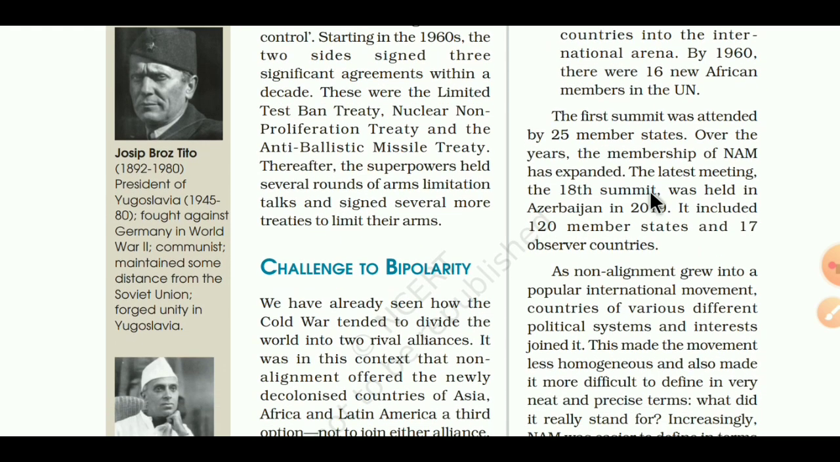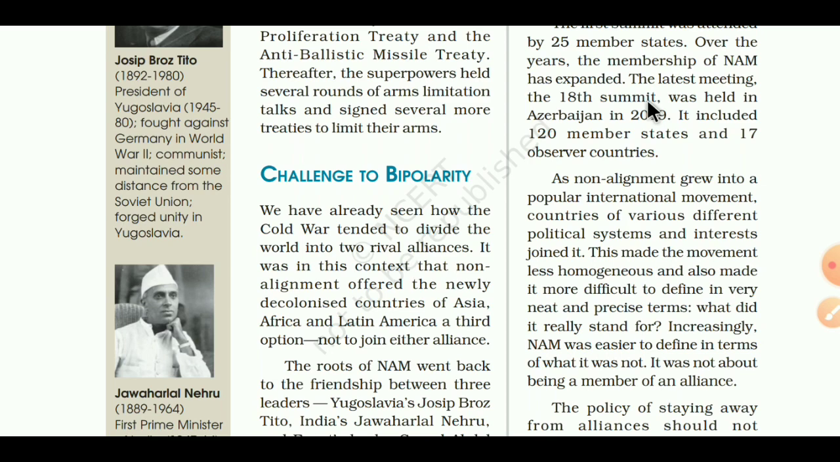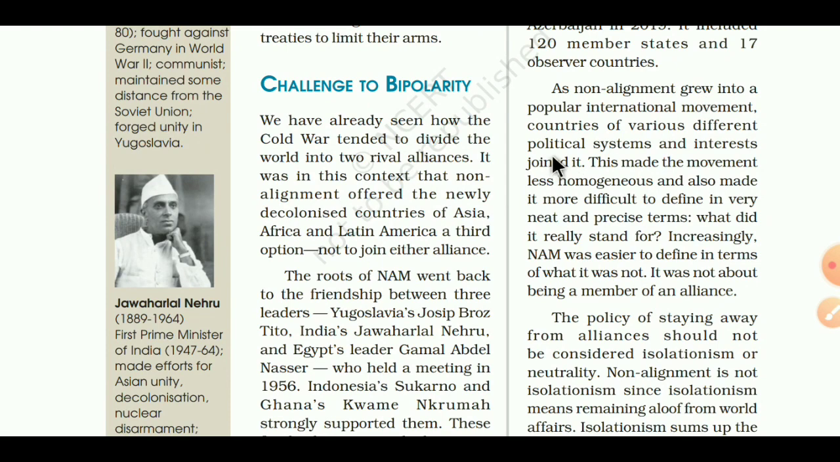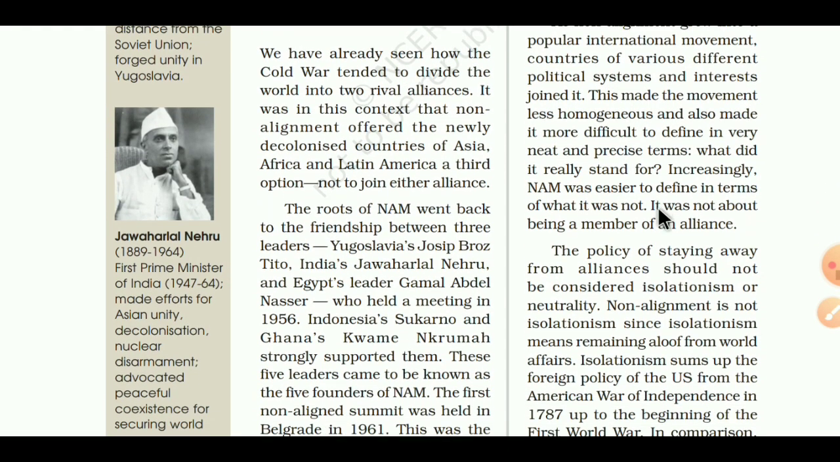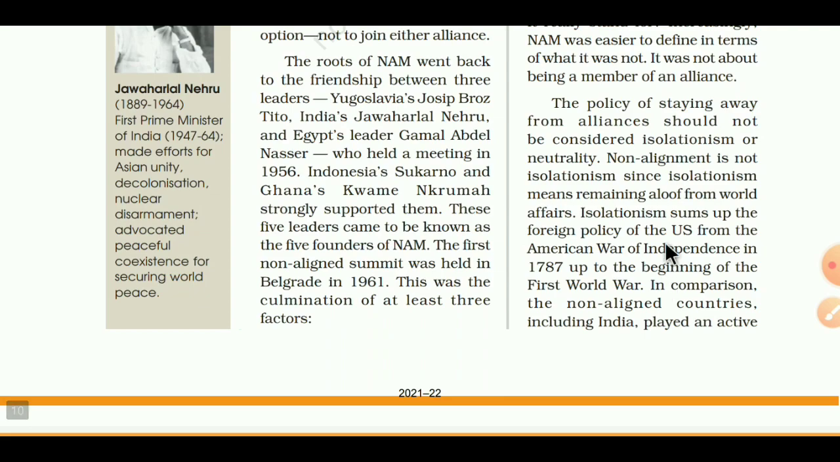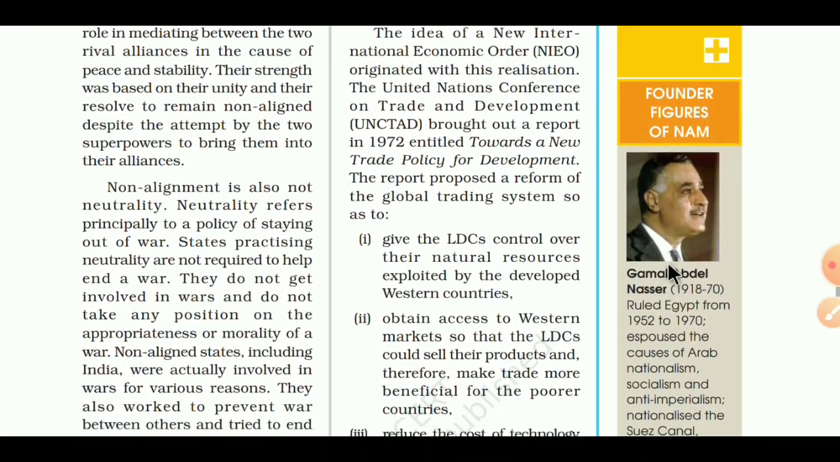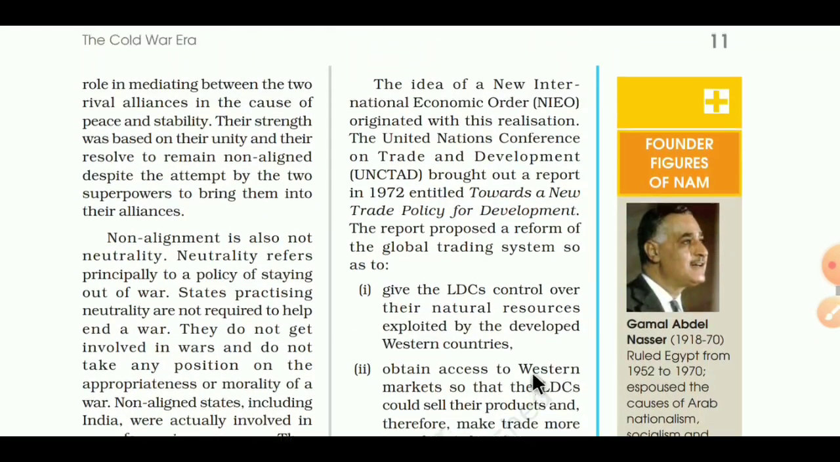In 2019, the 18th summit was held in Uzbekistan. Non-aligned grew into a popular international movement. But one thing, if you know the criticism, then you will get many different types of things: that nothing is given in this non-alignment movement.